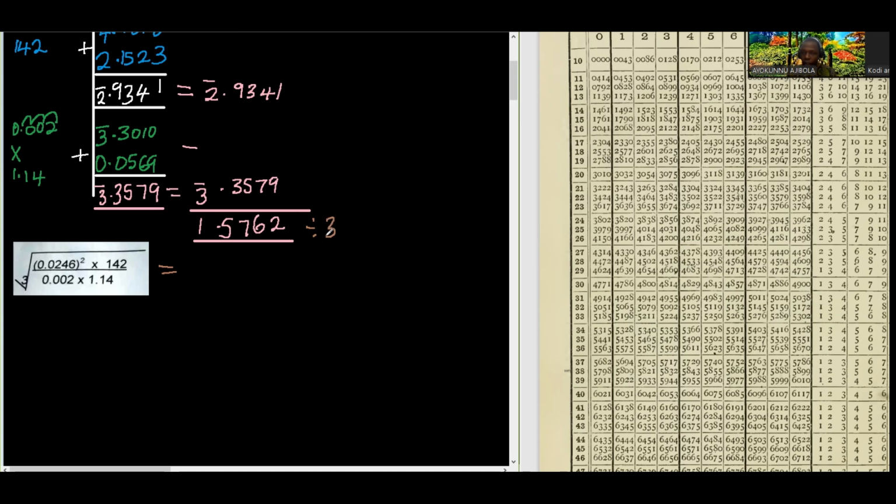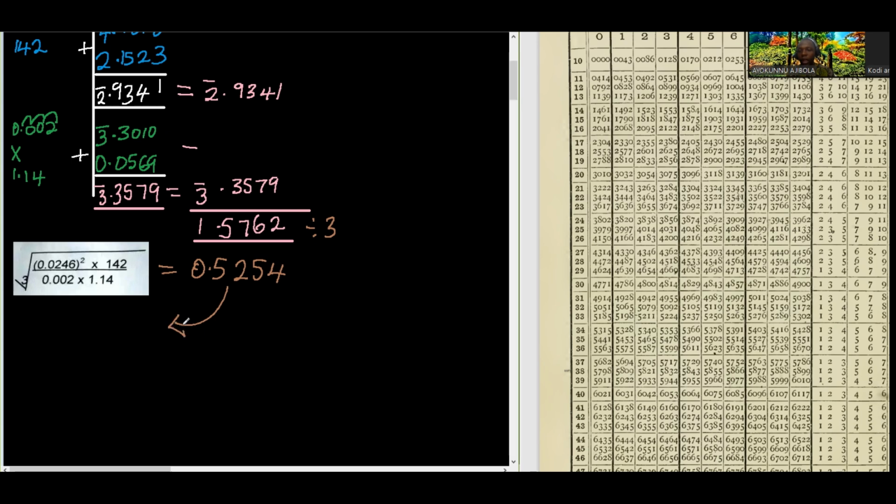So all we need to do is just divide. 3 can go in 1, so put 0. Then we count 15. 3 in 15 is 5. 3 in 7 is 2, remainder 1, making 16. 3 in 16 is 5, remainder 1. 3 in 12 is 4, remainder nothing. So this becomes our final answer.